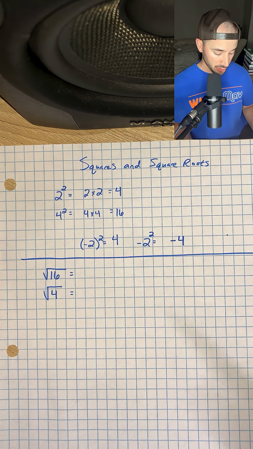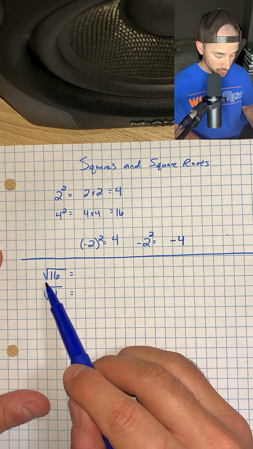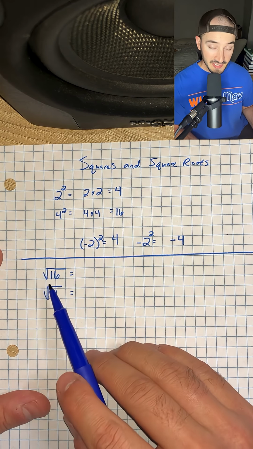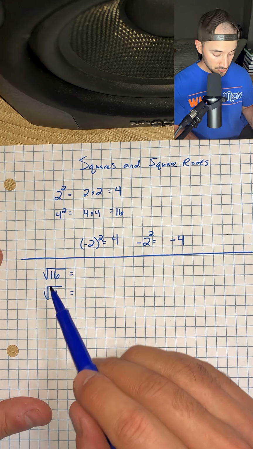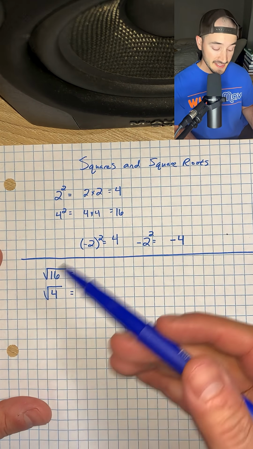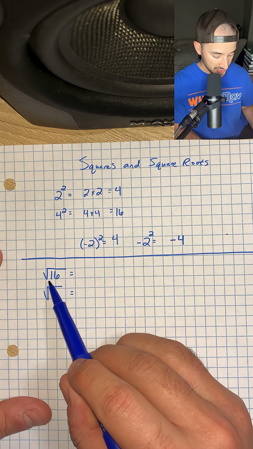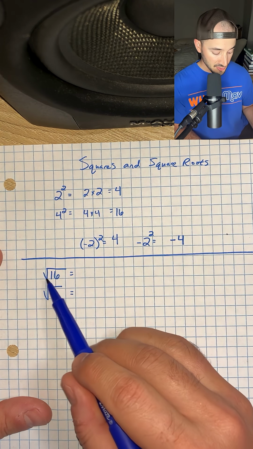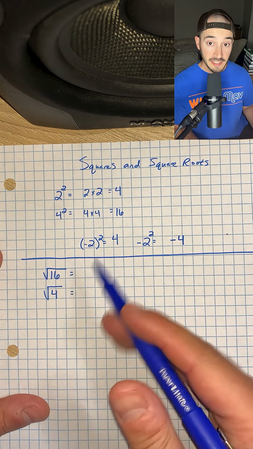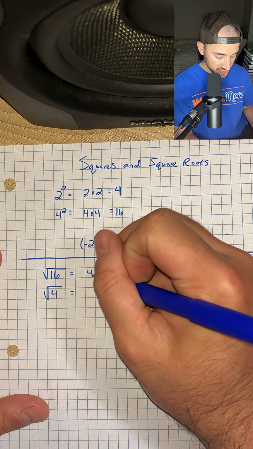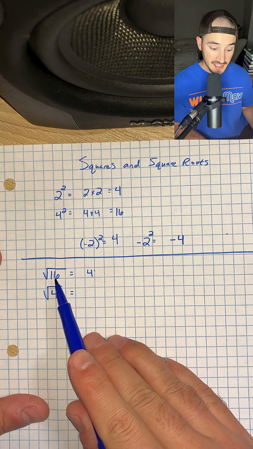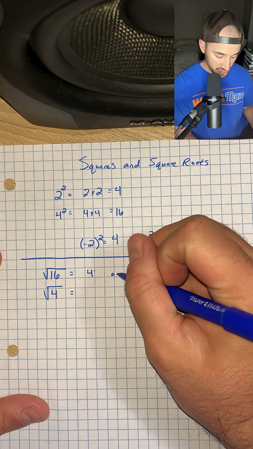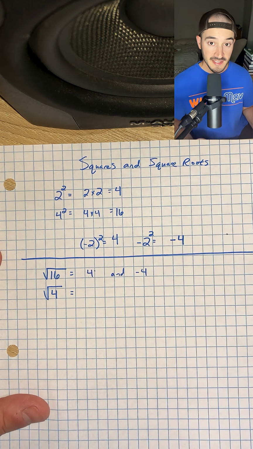Now let's talk about square roots. That's the symbol that we're seeing right here. Anytime you see a square root sign, you just want to find the number that you can multiply by itself to get the number inside the square root bar. So the square root of 16 would be 4, because 4 times 4 is equal to 16. Now it would also be negative 4, because negative 4 times negative 4 is also 16.